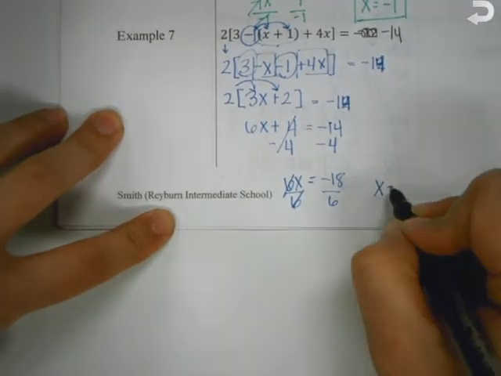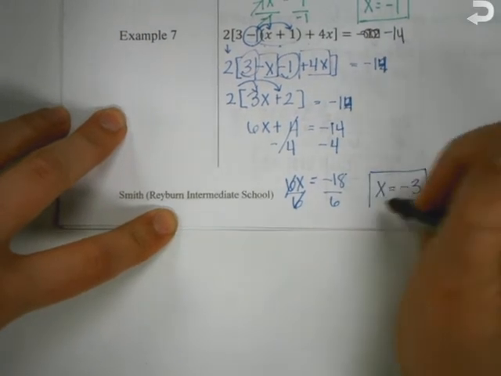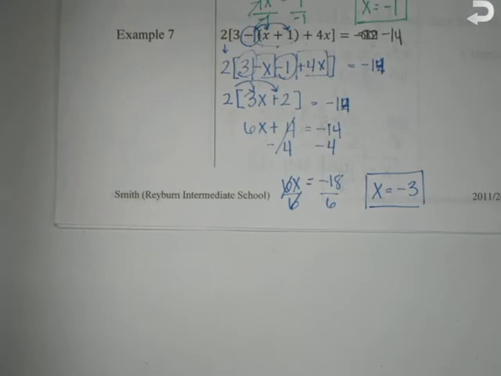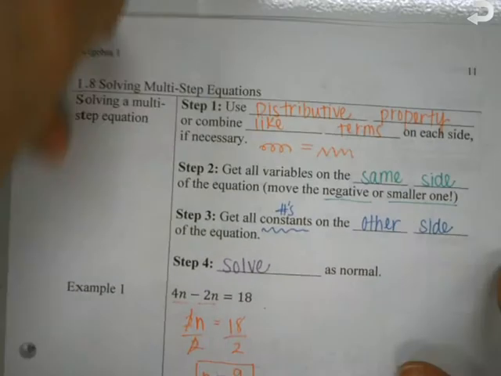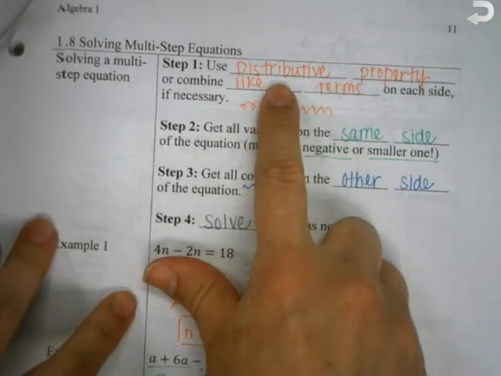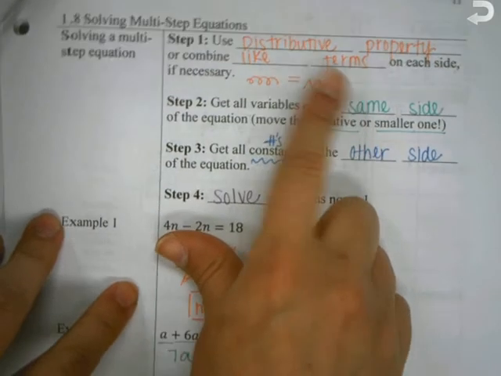Okay, so multi-step equations. I'm going to go over the steps one more time for you. First thing you are going to do, distributive, and then combine like terms. Always first, on each side. Step 2, you want to get all the variables on the same side. So you are going to get all x's on one side, and then you are going to get the constants or the numbers on the other side.